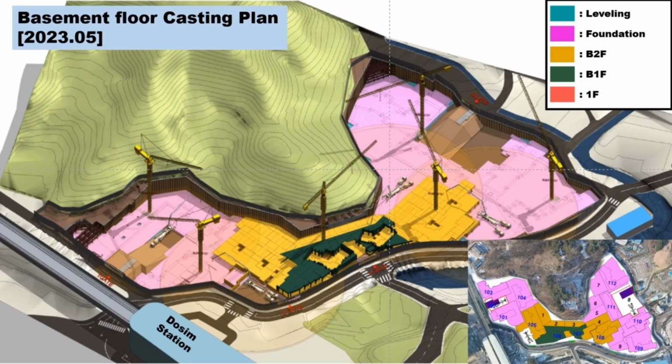In May, we are currently working on the foundation work for the entire area, except for Building 102, which is in the access road between Gate 1 and Gate 5, and the construction work on the basement levels for Buildings 105 and 108. Once the foundation work for the entire area is completed, we will move on to the construction of the basement levels.